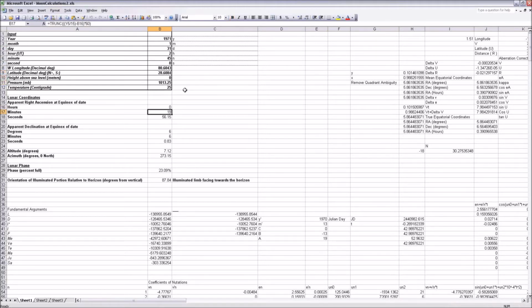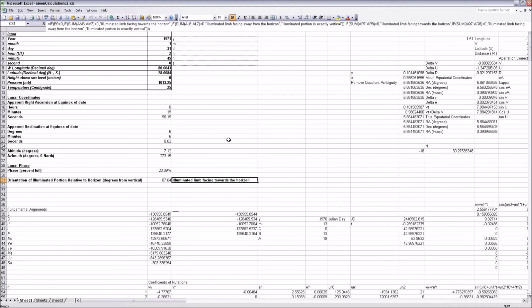And as a result, it will give you the apparent right ascension precessed to the equinox of your date of observation, the apparent declination, the altitude, and the azimuth in degrees, and some data about the lunar phase, the percentage of how full the moon is, and the orientation of the phase angle relative to the horizon. So 0 degrees would be what most people think of as a vertical moon, and 87 degrees in this case, almost 90 degrees, would be horizontal. And it will also tell you whether the illuminated portion of the phase is facing down towards the horizon or up away from the horizon. In this case, it's facing down towards the horizon.